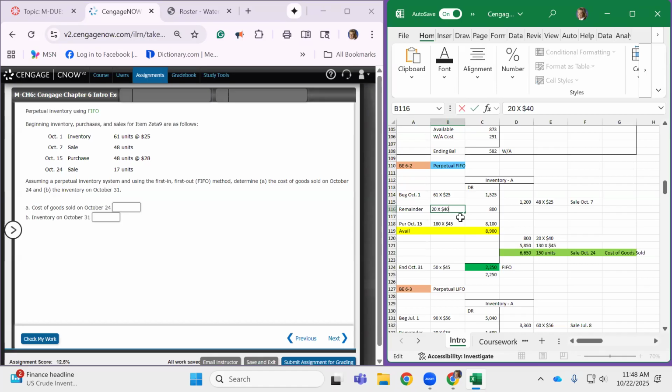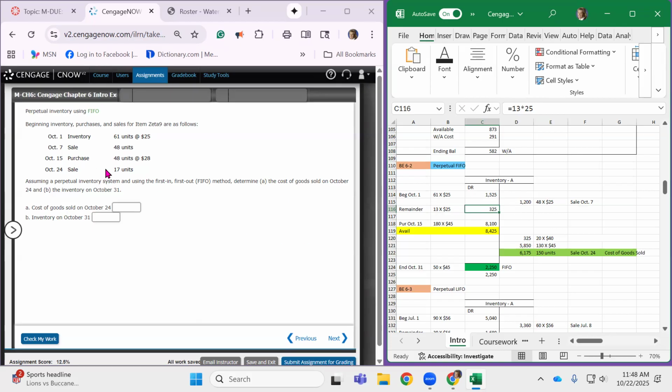So I'm trying to show you the cost flow of what's going on here. We have 13 items at $25 each, because that's the only cost we had. And then I need to change how much that is. So 13 items times $25. That means we had $325 remaining after that first sale.